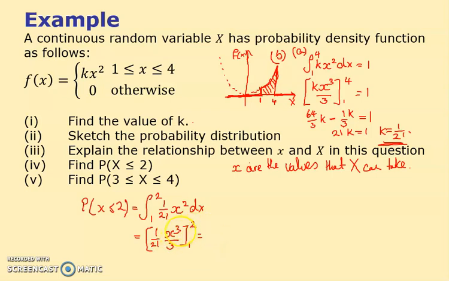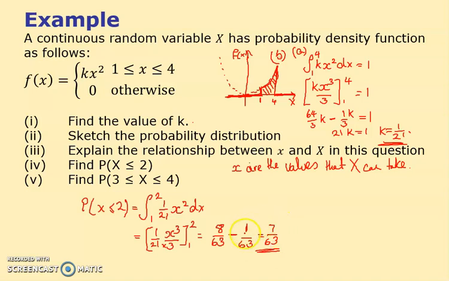Now if I put 2 in, I get 8. So that's 8, and now 3 times the 21 is 63. Minus, I've put 1 in, it's still 1. 21 threes are still 63. So I think my answer is 7 over 63.